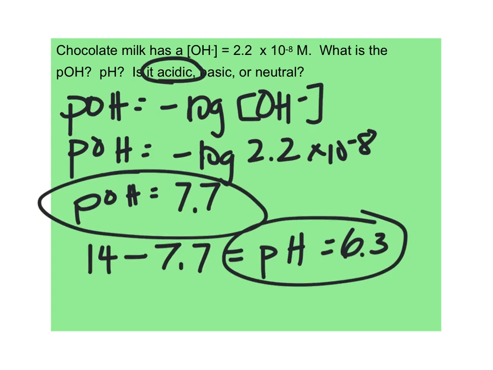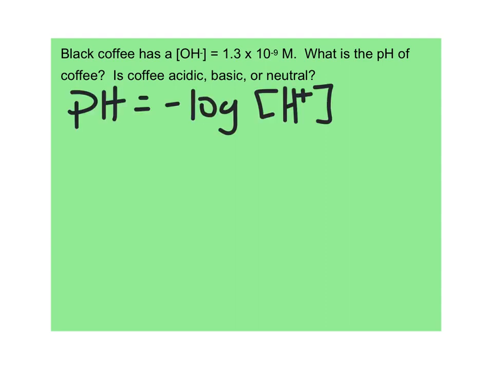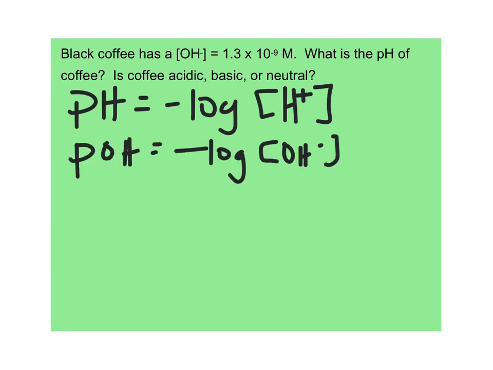And finally, black coffee has a hydroxide ion concentration of 1.3 times 10 to the negative ninth molar. We want the pH and to know if it's acidic, basic, or neutral. pH is the negative log of the hydrogen ion concentration, which we do not have. However, with the hydroxide ion concentration, we can calculate pOH and then subtract from 14 to get the pH.